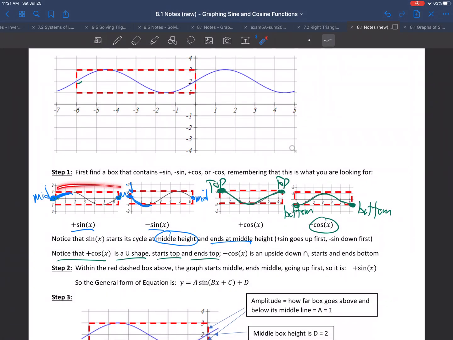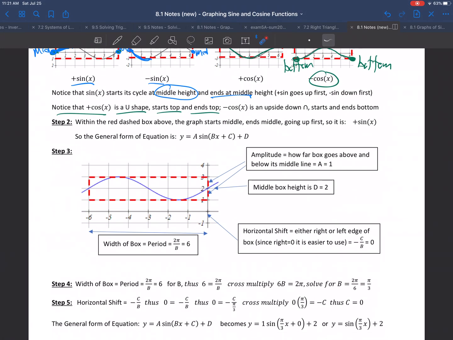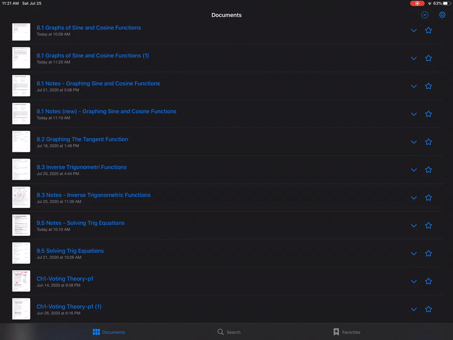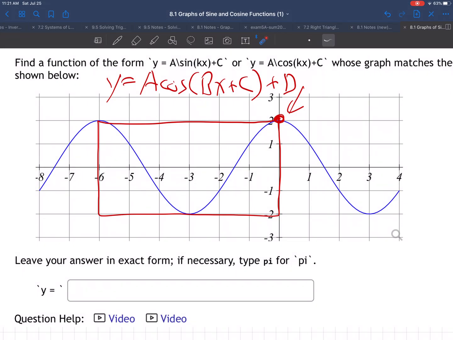So that's step 1, step 2: get the general formula, whether it's sine or cosine. Now you start looking at the box, and I've given you a bunch of information. The middle of the box is your D, and the amplitude is how far it goes above and below the box. So what's the middle of our box? The middle is just 0. This is a height of 0 here, right? And that's D.